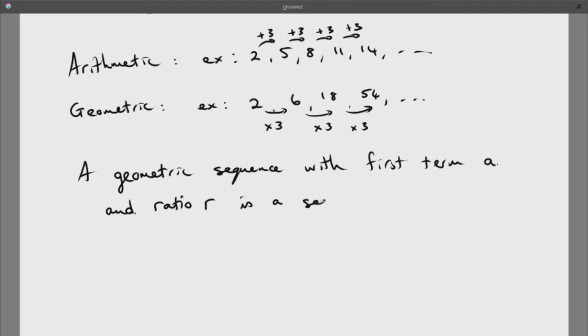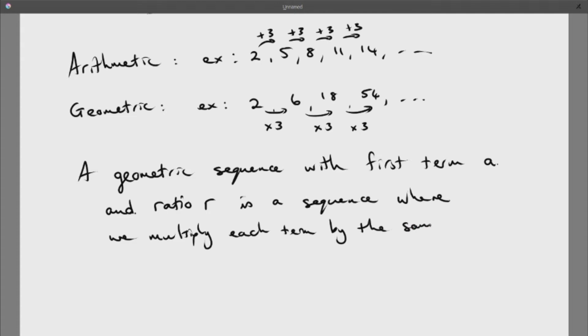Is a sequence, I'll just say it informally. It's totally fine. Where we multiply each consecutive term by the same number, R.